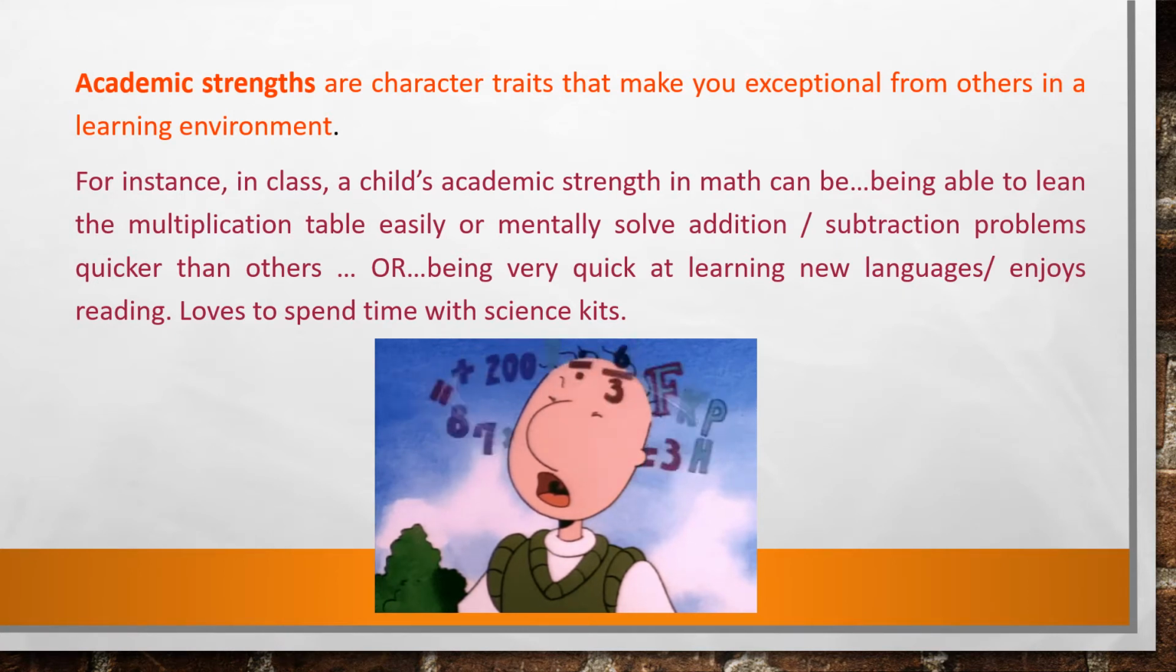Like, for instance, in a class, a child's academic strength in math can be seen when he is able to learn the multiplication table easily or mentally solve addition and subtraction problems quicker than others. When it comes to language, we can find out that this child is exceptionally good at learning languages if he learns it faster than others.